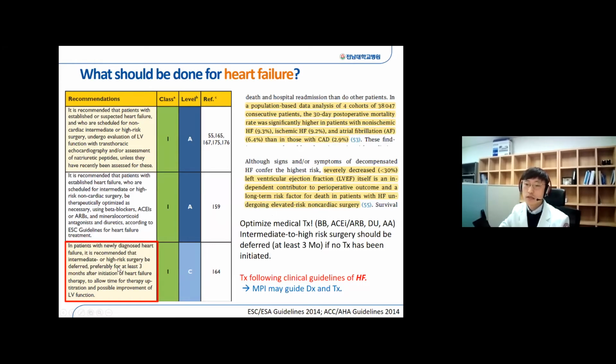So here, as you can see in this red box, for the patients with newly diagnosed heart failure, at least 3 months of heart failure treatment should come first before surgery. So in these cases, we can guide the diagnosis and treatment using myocardial perfusion imaging or FDG PET to decide whether the patient has ICMP or non-ischemic CMP, and whether to revascularize or not.